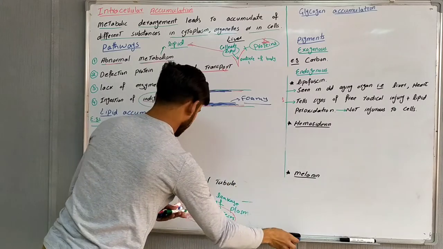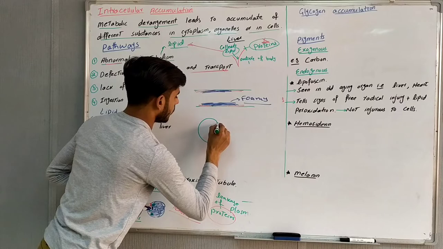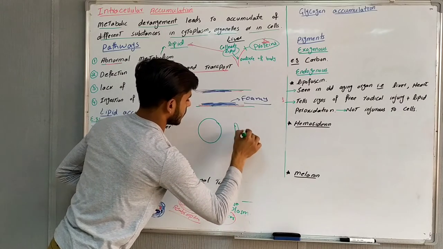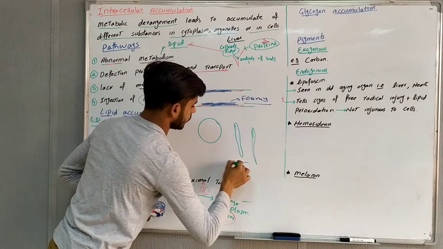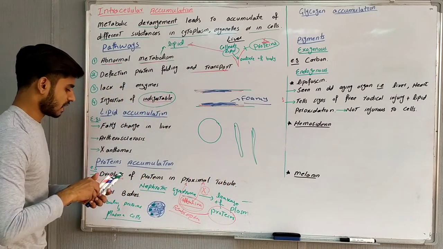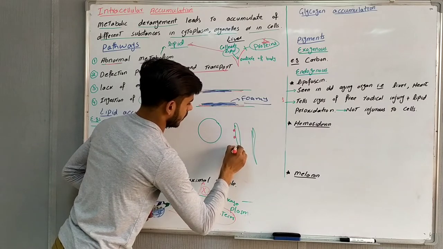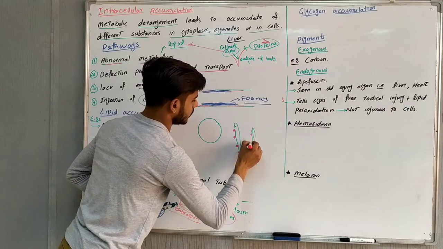I am going to explain now. Suppose that this is our glomerulus. Around the glomerulus, there will be the proximal tubule and the distal tubule. In this case, there will be droplets of proteins like that. The proximal tubule will show these droplets.